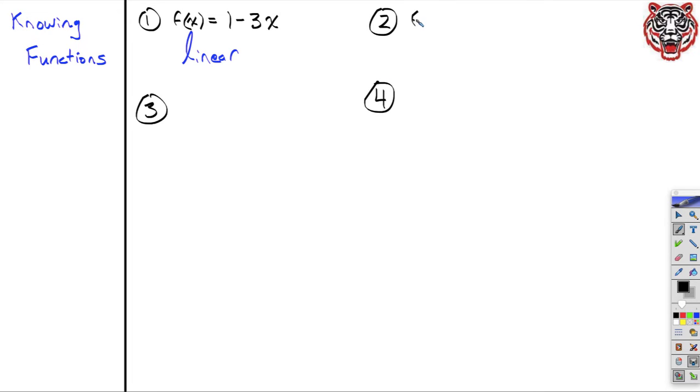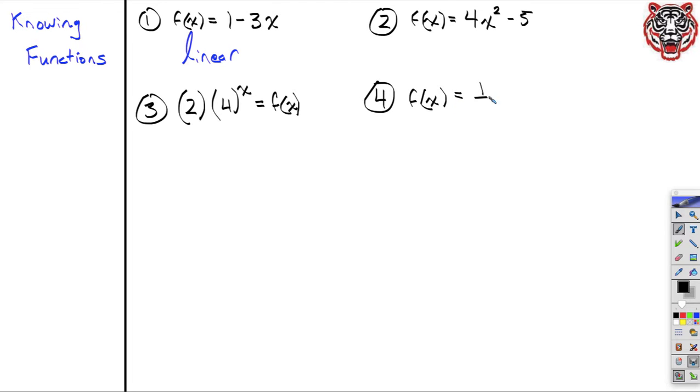So number 2 is going to be f of x equal to 4x squared minus 5. Number 3 is going to be f of x equal to 2 times 4 to the power of x. Sorry, I should have written f of x equal to. And number 4 is going to be f of x equal to 1/3, all of that to the power of 6x squared. All right. So I'll give you some time to copy those down and time to answer.